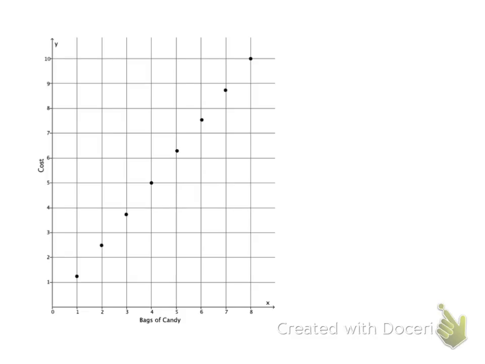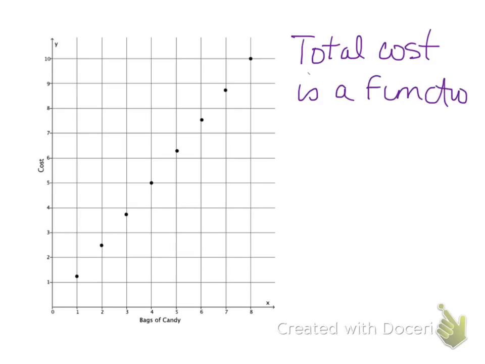And so if we graphed it, we would get something that looks like this. And you can see that it's linear, and so we can see each of these is going to reflect that $1.25 increase for each bag of candy. There's a couple things that we want to notice from this function. And one thing is that we can write a function statement. So we could say that the total cost is a function of, and we're going to be using that statement a lot, total cost is a function of the number of bags purchased.